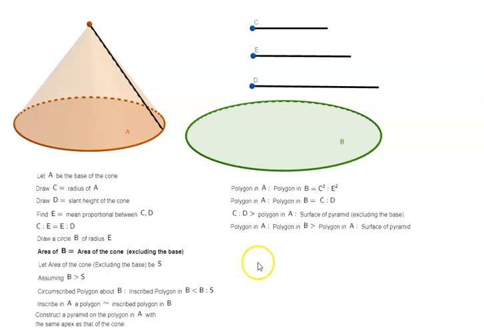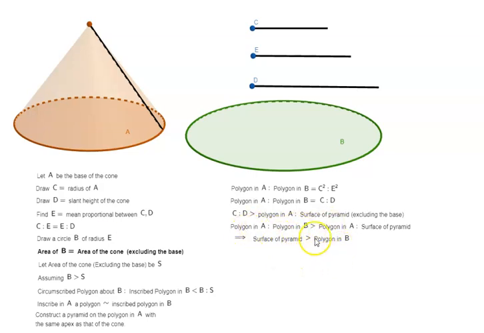excluding the base. So polygon in A is to polygon in B is greater than polygon in A is to the surface of the pyramid excluding the base. Which implies the surface of the pyramid is greater than polygon in B. Now how did we arrive at this? Here the surface of the pyramid and polygon in B are both being compared to the same figure, that is polygon in A. So therefore the surface of the pyramid is greater than polygon in B.